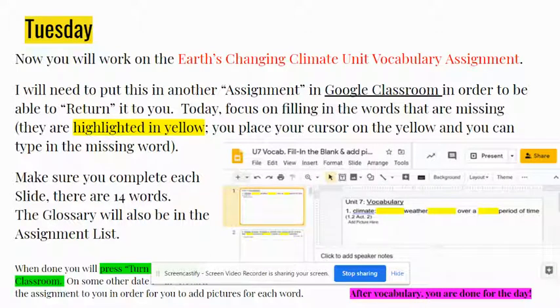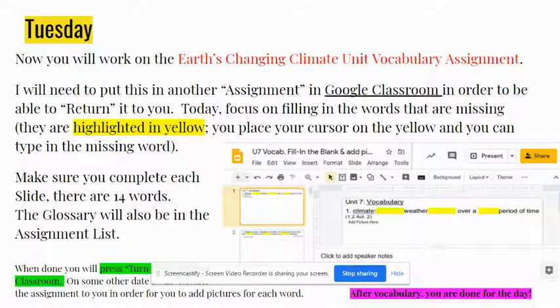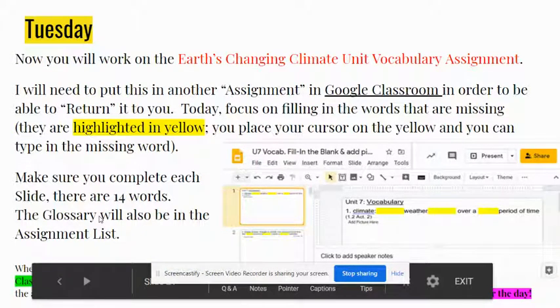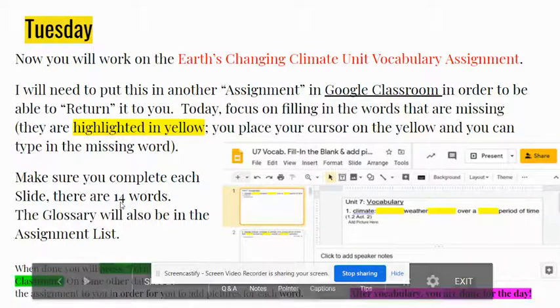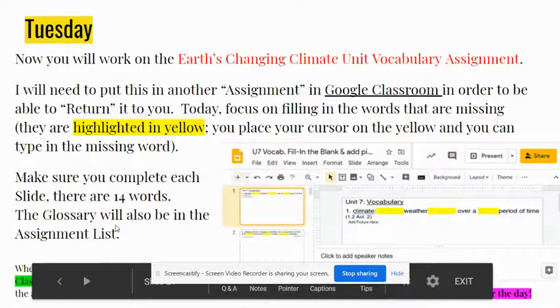So in the assignment, I actually named it Earth's Changing Climate Unit Vocabulary. So it won't be the same title here, but it's going to look like the same thing. You're going to click on it and fill in those words. You're also going to open up the glossary, which has it word for word here, that you're going to be copying. So there's 14 words. Make sure you complete each slide. There's 14 slides because there's 14 words, and I think Miss Claire had a free slide. You don't need to do that. And the glossary will be in the assignment list.